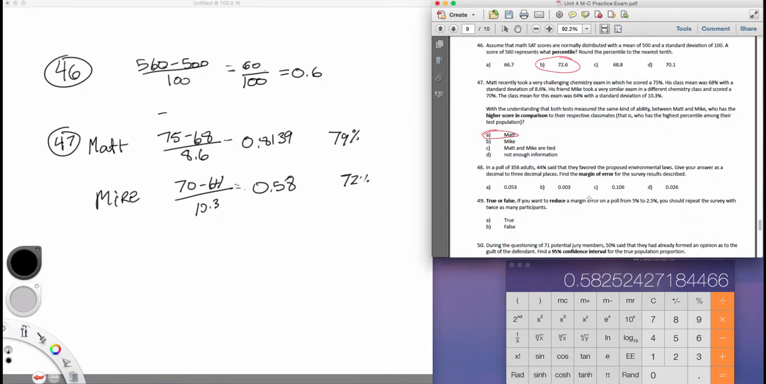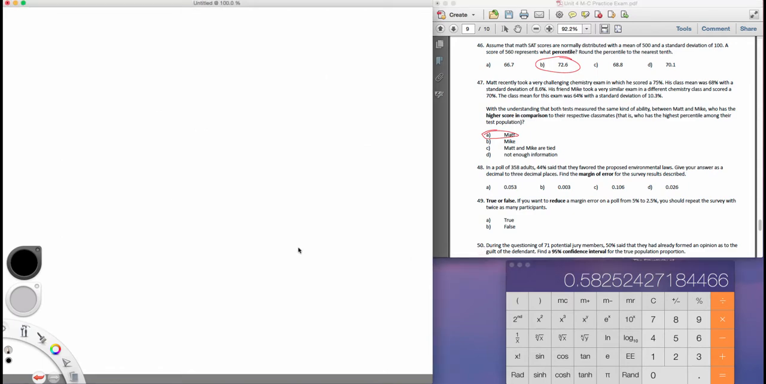All right, question 48. In a poll of 358 adults, 44% said they favored a proposed environmental law. Give the answer as a decimal to 3 decimal places. Find the margin of error for the survey result. Okay, since they don't explain it, I'm going to assume they want a 95% confidence. What's the margin of error for that?